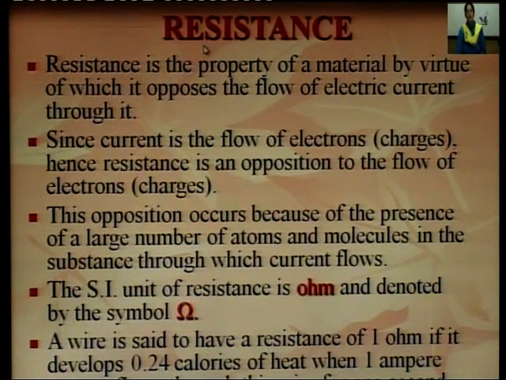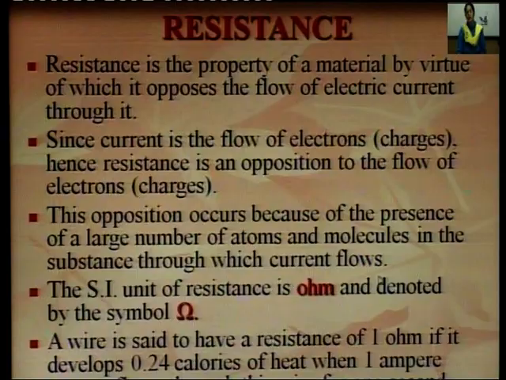Now let's define what is resistance. Resistance is the property of a material by virtue of which it opposes the flow of electric current through it. Since current is the flow of electrons or charges, the resistance is an opposition to the flow of electrons or charges. This opposition occurs because of the presence of a large number of atoms and molecules in the substance through which current flows.